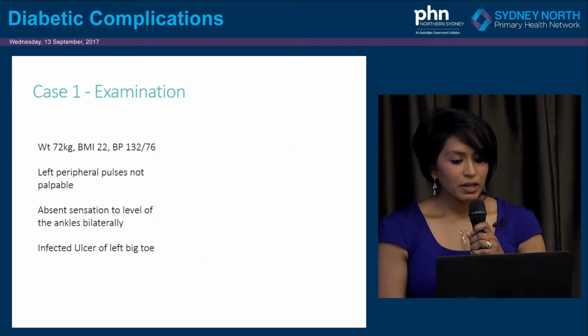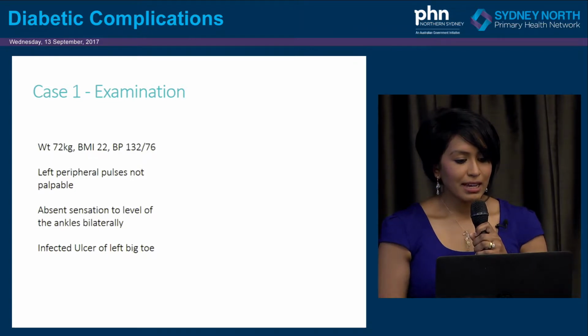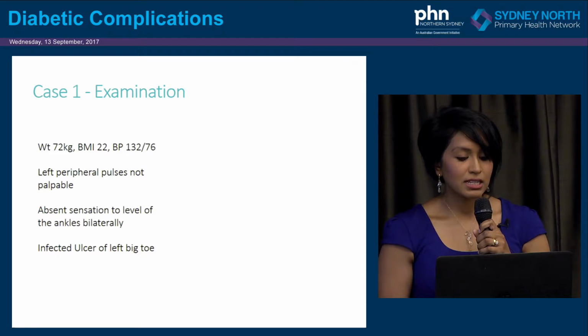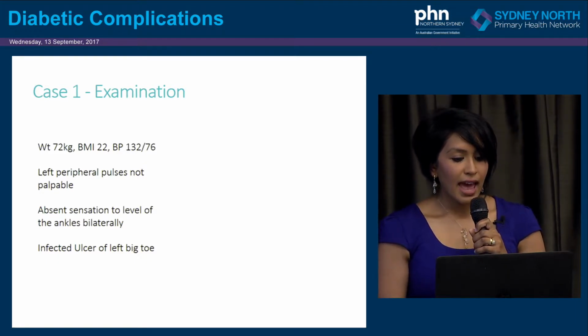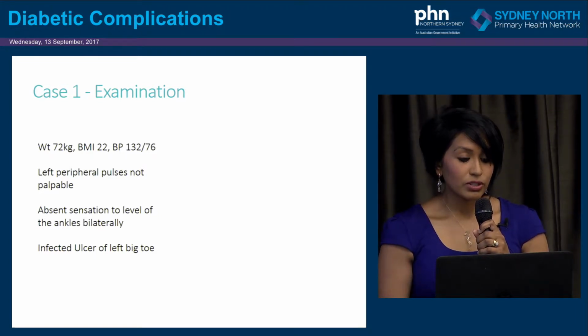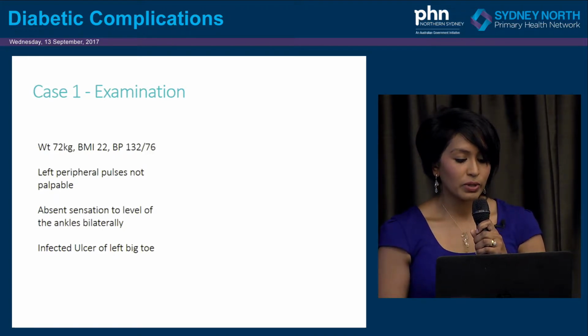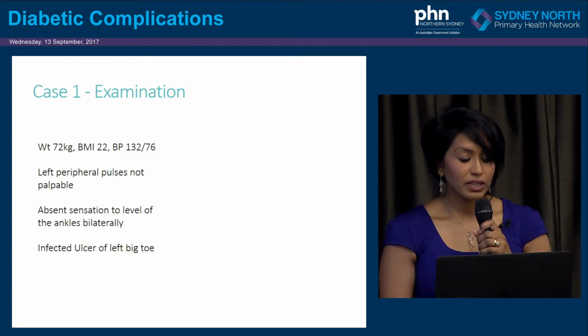He's examined by the GP, and his weight is 72 kilograms. He's of normal body mass index, and his blood pressure is satisfactory at 132/176. On examination of his leg and foot, particularly the left foot, the peripheral pulses are not palpable, and sensation is absent at the level of the ankles on both feet.